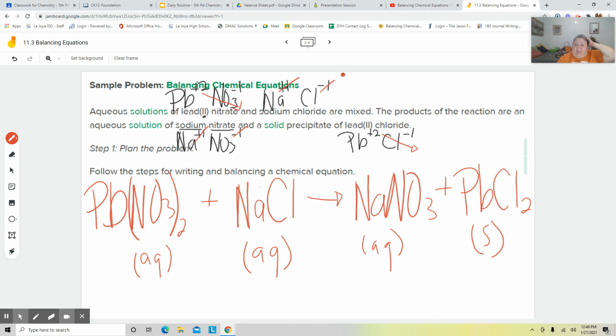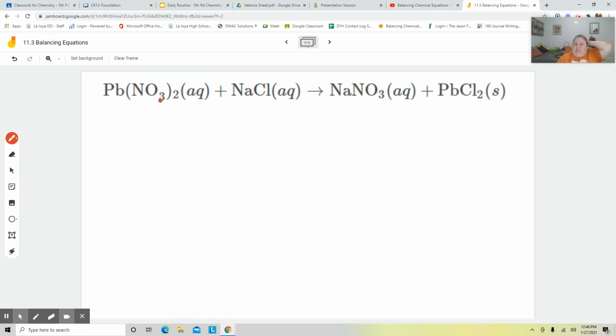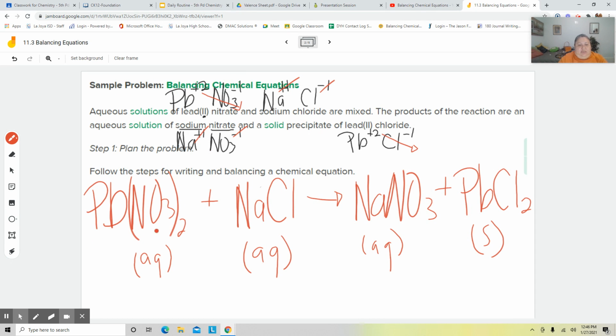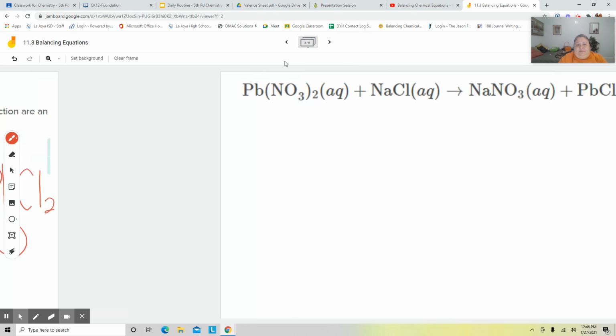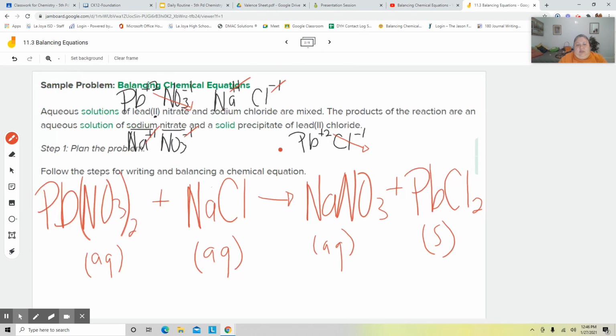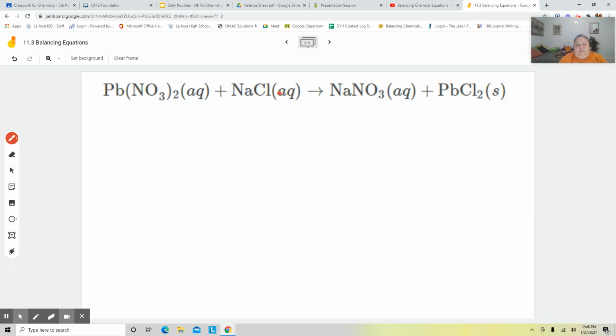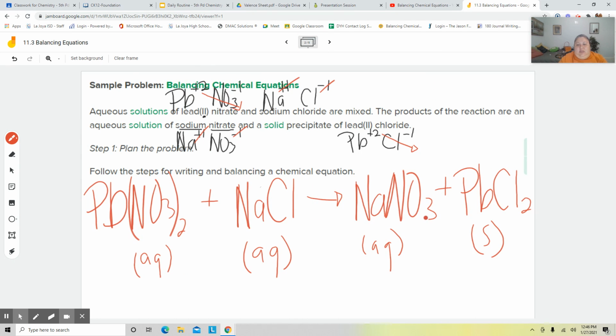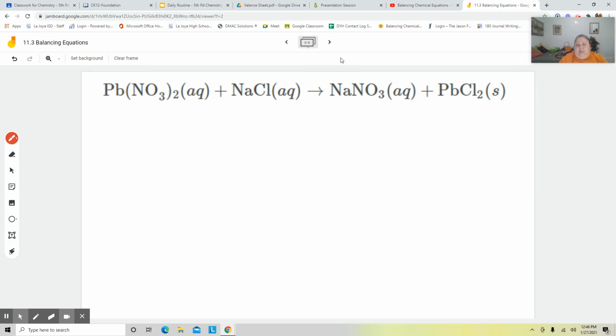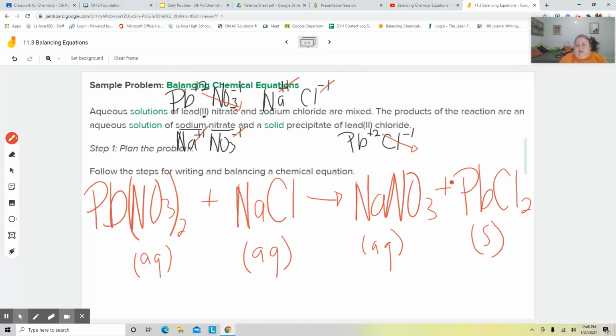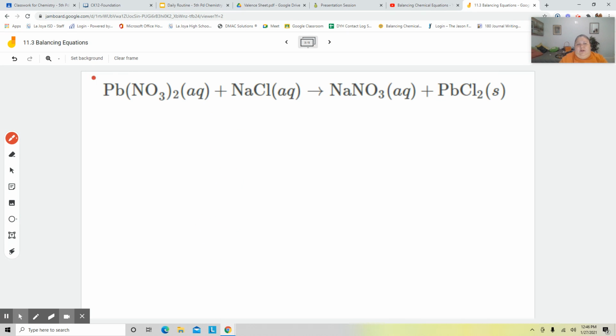And you can verify that because you know what? I cheated and I put the skeleton equation here. Pb(NO3) in parentheses with a 2 on the outside. That's what they wrote. NaCl. NaNO3. And then PbCl2. Very good. Now that you have the skeleton equation, now you can make a list of your elements and count how many atoms of each you have.